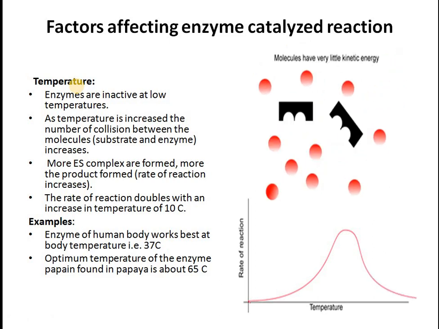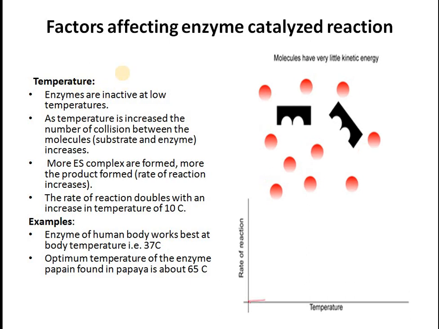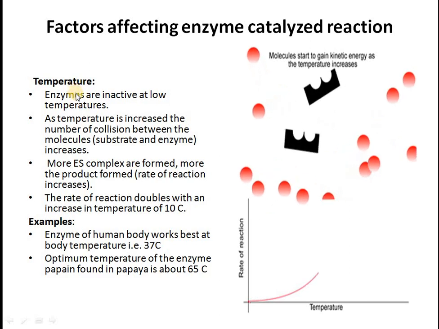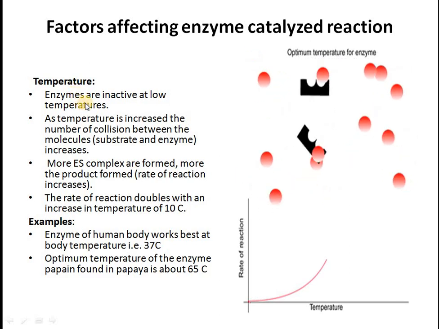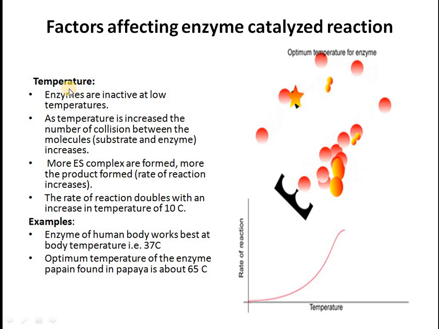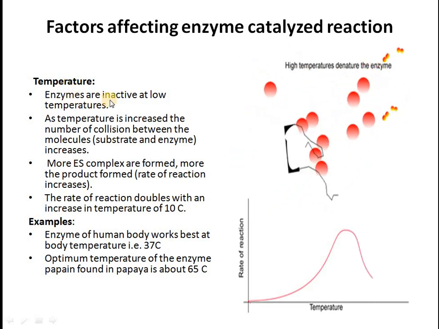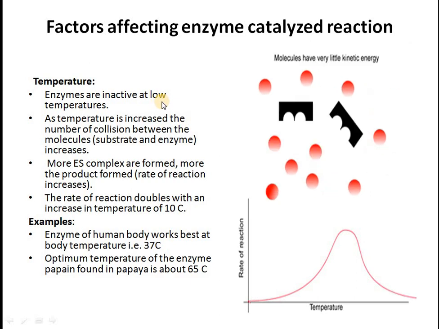Below the optimum level, they would be inactive, and if you increase the temperature beyond the optimum temperature, the enzyme gets denatured. I will tell you the denaturation process in later slides. First, understand the effect of temperature. Enzymes are inactive at low temperature.